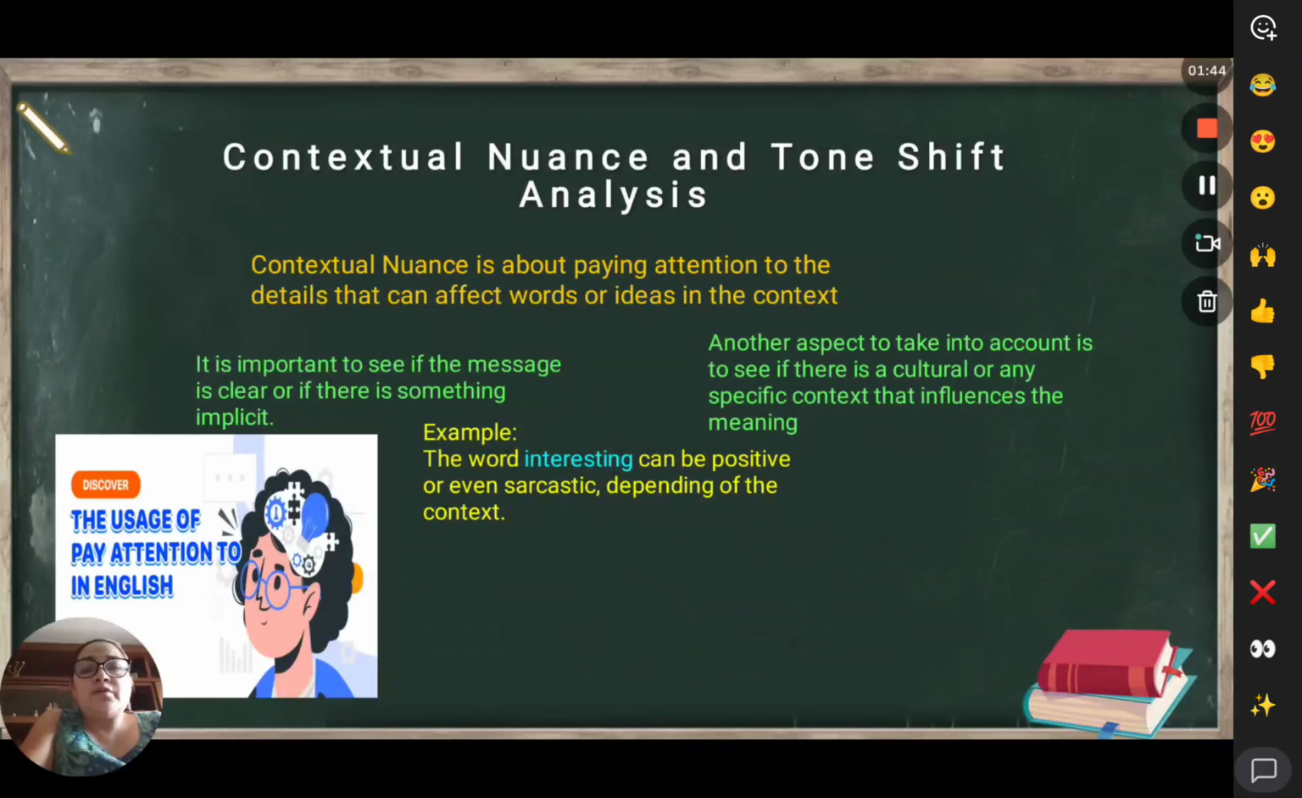On the other hand, we have another strategy, which is contextual nuance and tone shift analysis. Contextual nuance is about paying attention to the details that can affect words or ideas in the context. It is important to see if the message is clear or if it's something implicit. Another aspect to take into account is to see if there is a cultural or any specific context that can influence the meaning. For example, the word interesting can be positive or even sarcastic depending on the context.